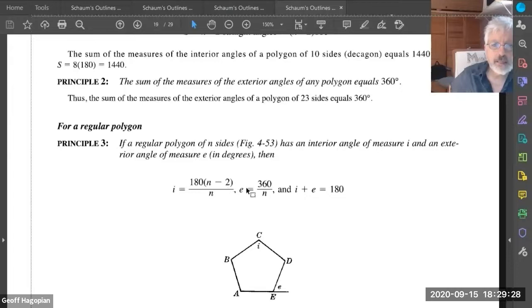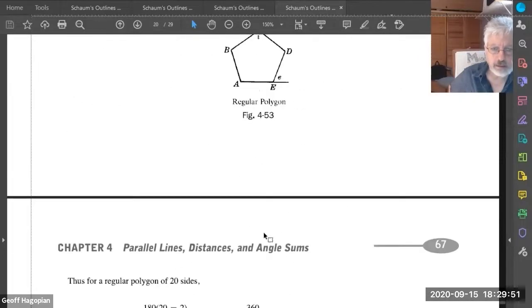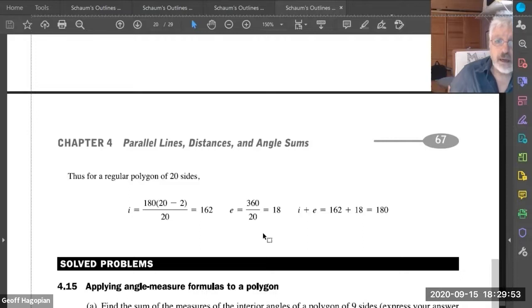Yeah, do the algebra. You get a common denominator. You get 180 times n plus, minus 360 plus 360. So the minus 360 here cancels the plus 360 there. Then the n's cancel from 180 n divided by n, and you just get 180, which is correct, right? You should get a straight angle. Interior plus exterior make a straight angle, 180 degrees.